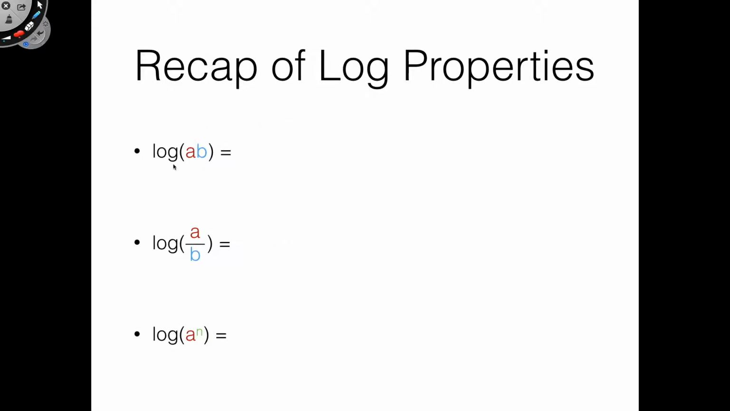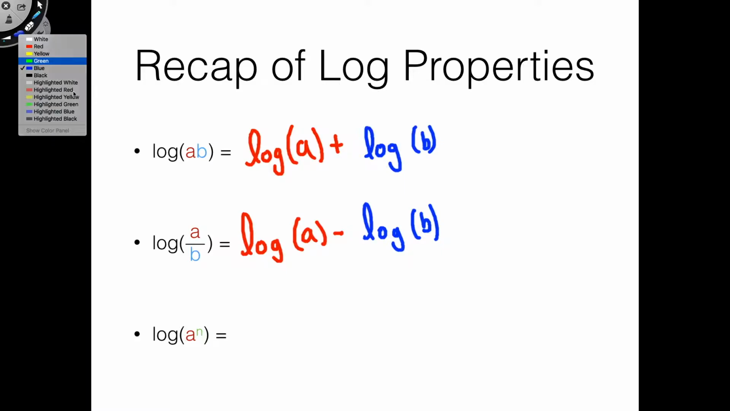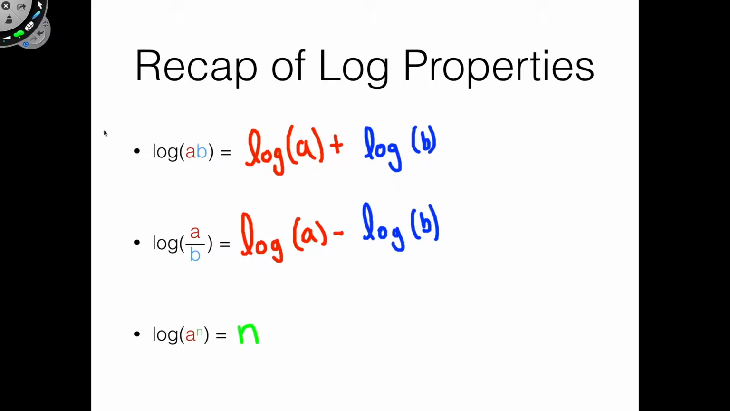So some properties. Log of a times b. The log of a product is simply a sum of logarithms. So log of a plus log of b, right? Similarly, the log of a quotient is log of a minus log of b. Okay, and last but not least, log of a to the nth power is going to be n times log of a.